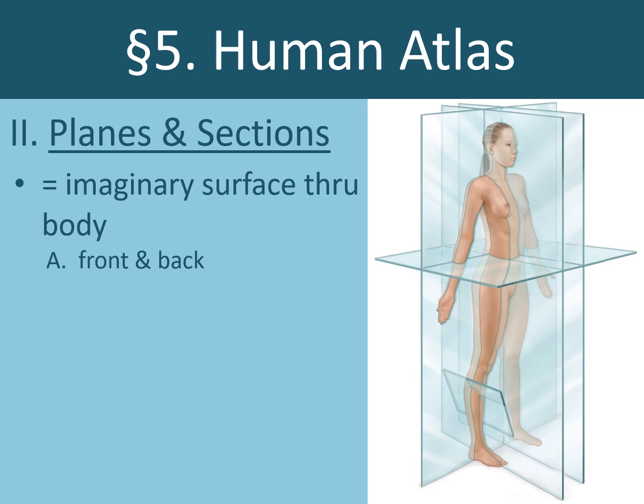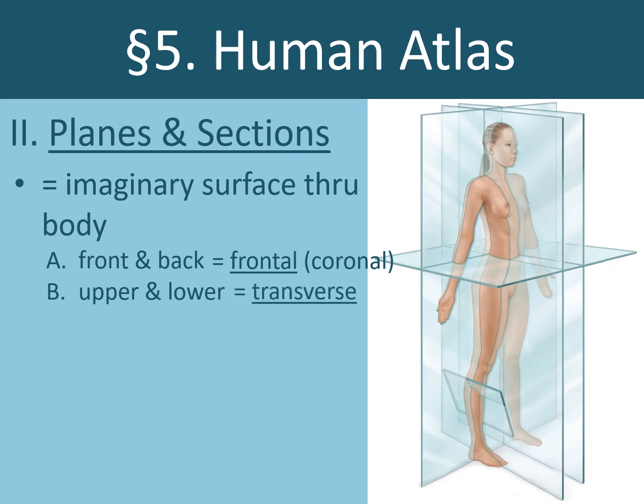The imaginary plane that divides the body into front and back halves is known as the frontal or coronal section. The plane that divides the body into upper and lower halves is known as the transverse plane. The plane that divides the body into right and left halves is the sagittal plane.